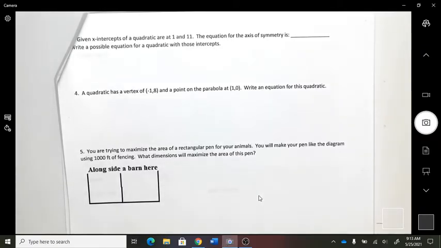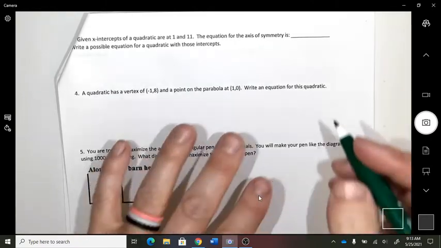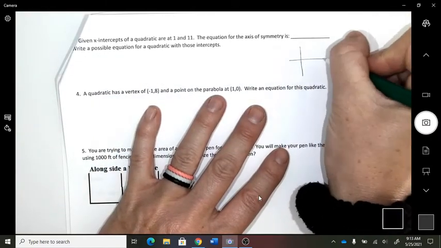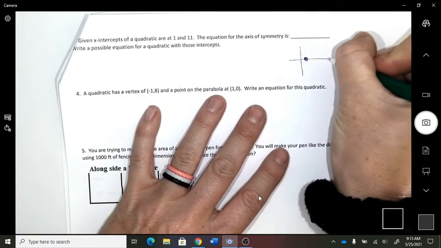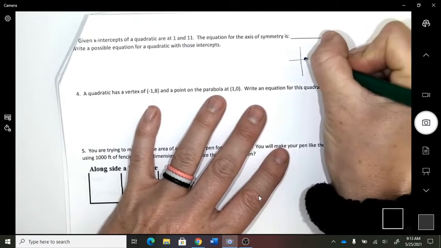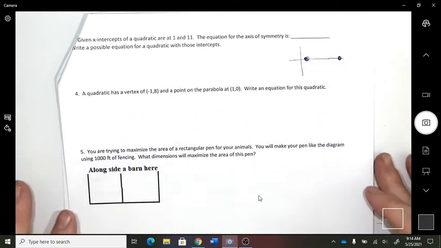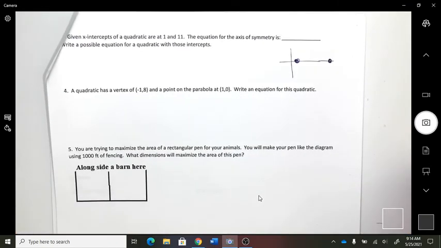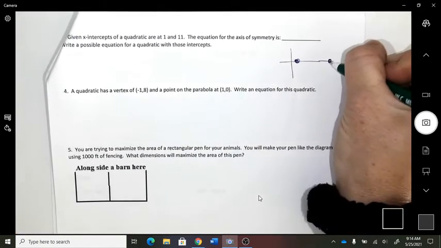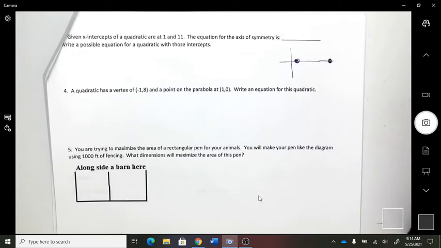Okay, so a couple more questions about graphing. The x-intercepts of a quadratic are at 1 and 11. So where is the axis of symmetry? If you have x-intercepts at 1 and 11, what would you know about the axis of symmetry? Where would it have to line up with those points?